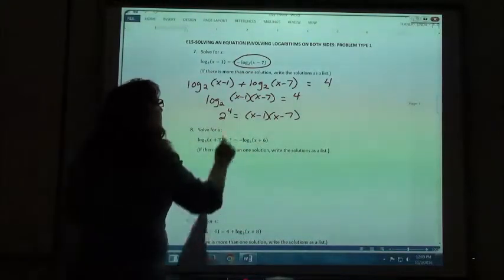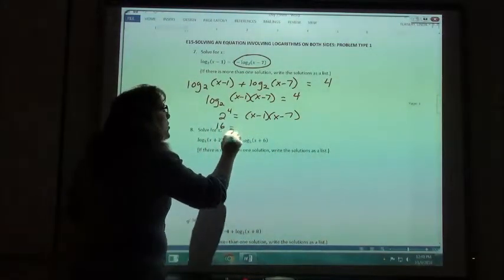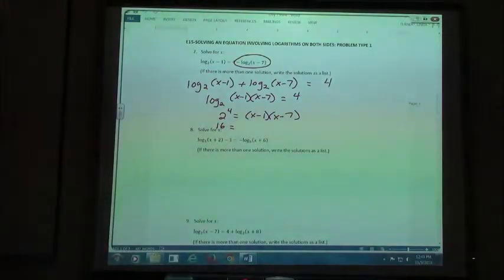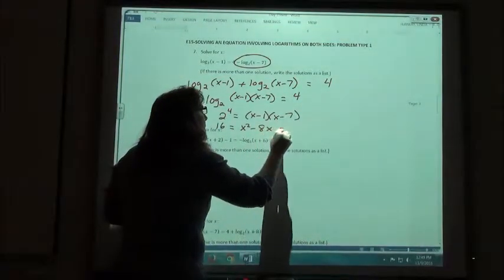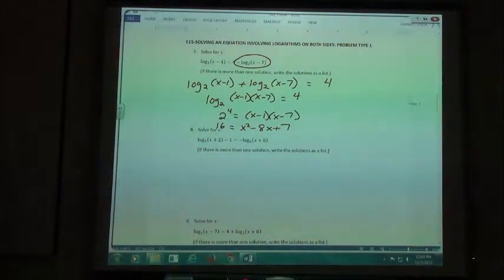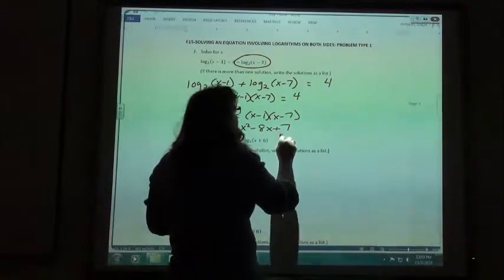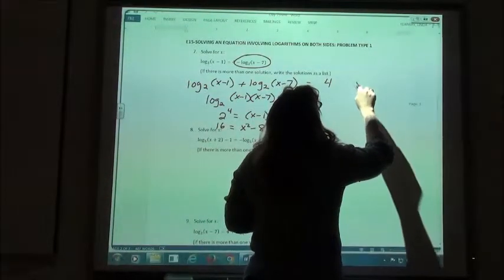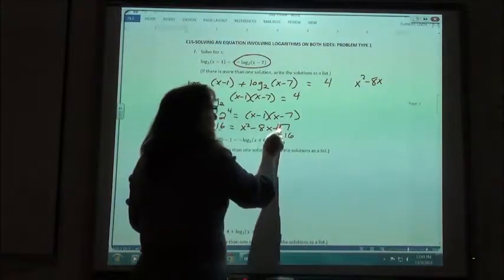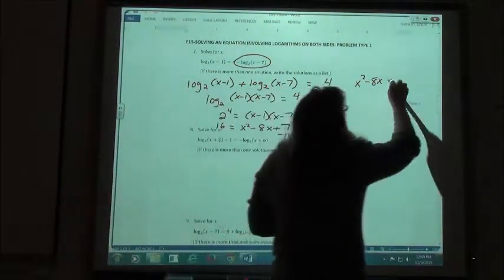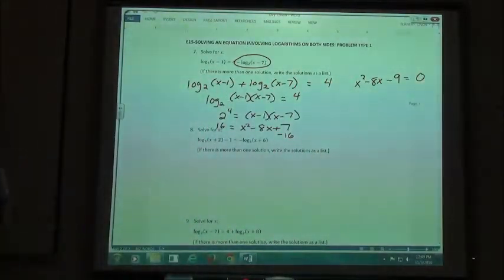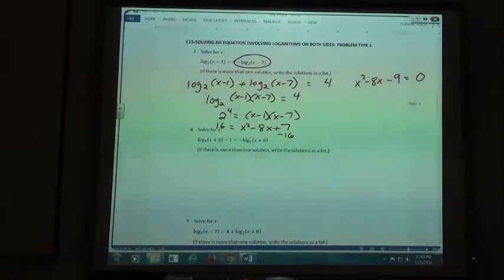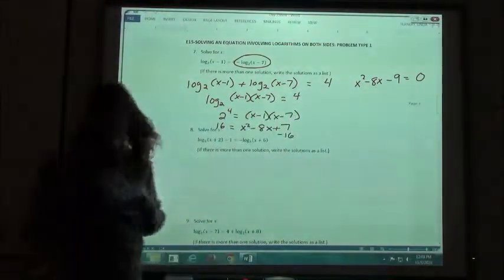So 2 to the 4th power is 16. We're also going to FOIL out my x minus 1 times my x minus 7, so I would get x squared minus 8x plus 7. And of course, since I have a quadratic expression, I have to set it equal to 0 and solve it by factoring. So I want to subtract my 16. So I'm going to have x squared minus 8x, 7 minus 16 would give me minus 9 equals 0. How did we get 2 to the 4th? Because, oh yeah.